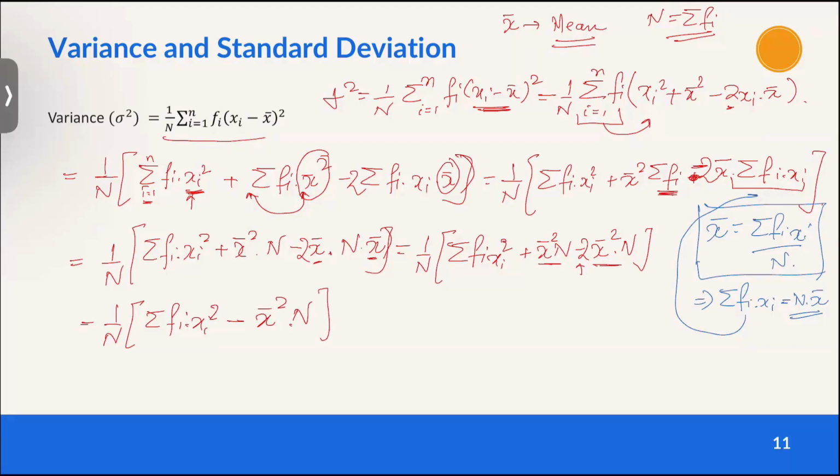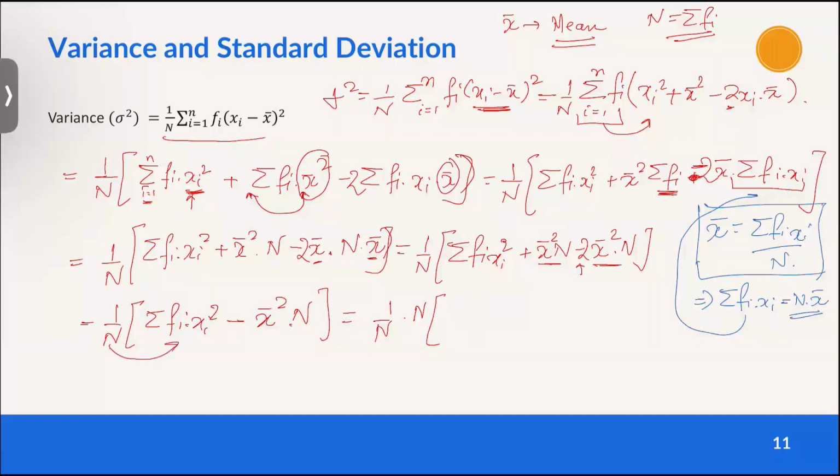Okay. Now what we'll do? We will take this n outside. We will take the factor of n, 1 by n into n. When you take n outside, what will we do? We will take this n outside. Okay, just 1 minute.